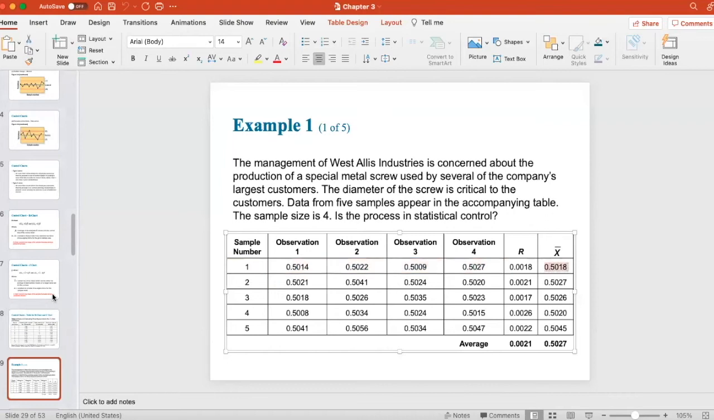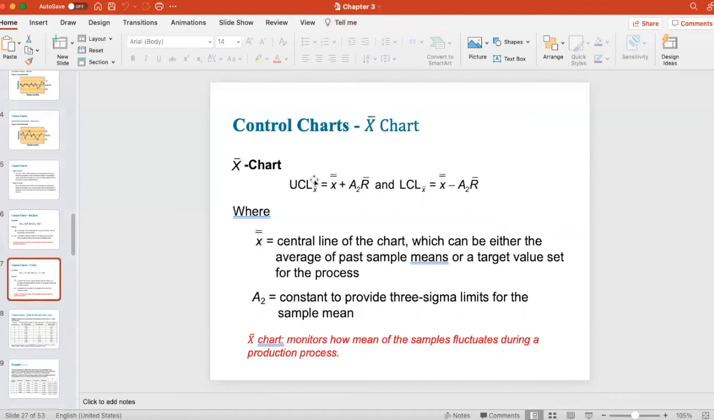But still, when we try to get the UCL and LCL for the X bar chart, you are not directly trying to get X bar. You are trying to get X double bar.